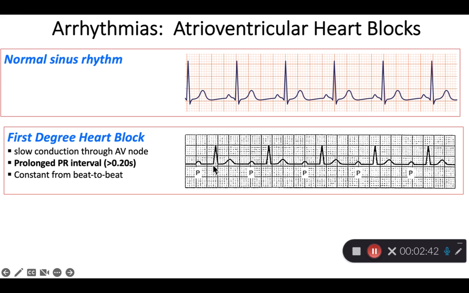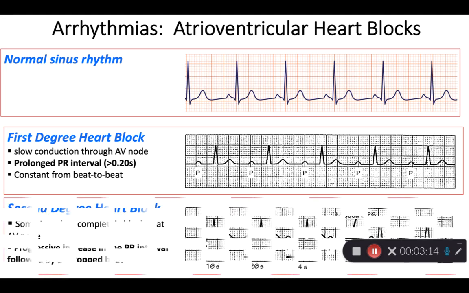So what happened here is it took longer for the signal to get from the atria. Remember, the P wave is the atrial depolarization. It took longer to get to the ventricle where you get the QRS. So this elongation is known as a first-degree heart block. So what we're doing is we're comparing this interval to this very, very short interval here between the P and the QRS. This could progress and get more severe.